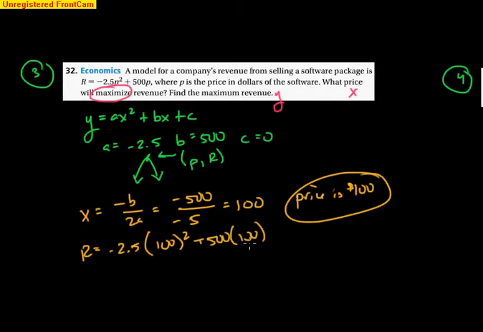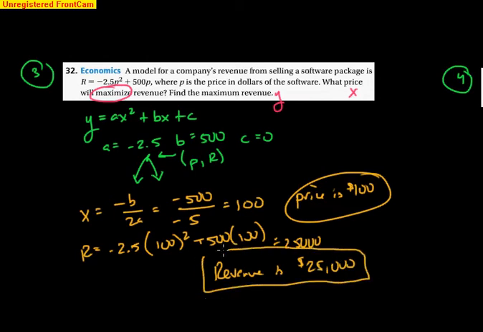And we get 25,000. And this is your revenue. So your revenue is 25,000, and that's money, dollars. Revenue is how much you're making. So that is a straight vertex problem. Find the vertex.